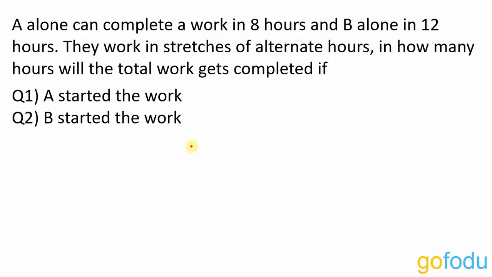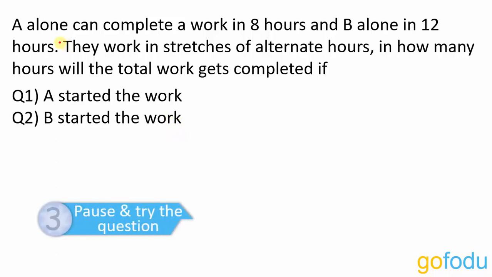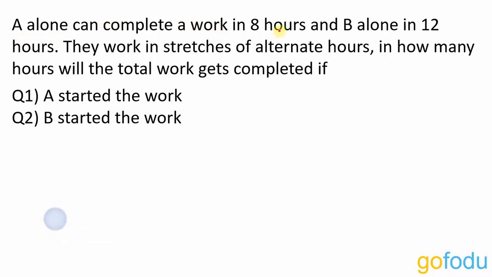Hello and welcome to yet another type of question that comes in time and work topic. Two or more people will be working alternately in a cycle. Like here in this question, A alone can complete a work in 8 hours and B alone can do it in 12 hours, and they work in stretches of alternate hours.